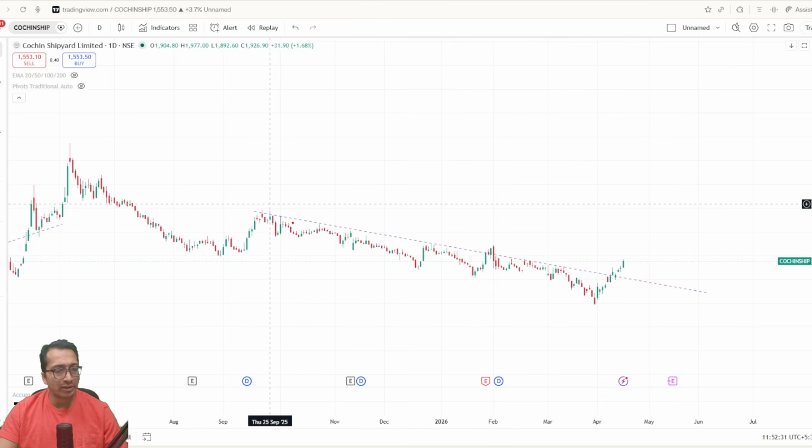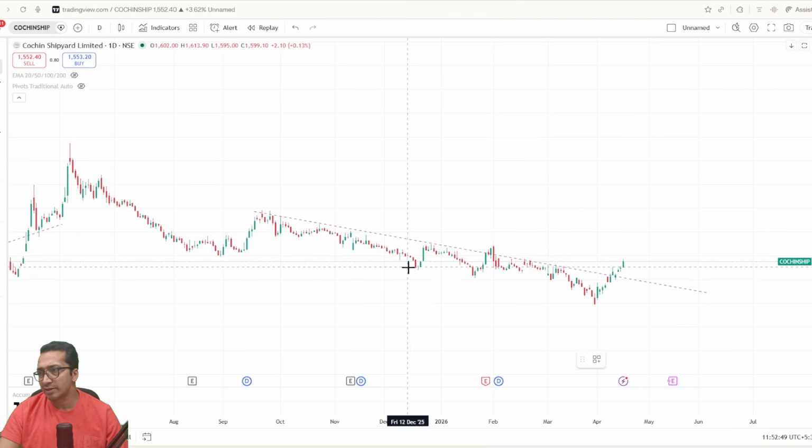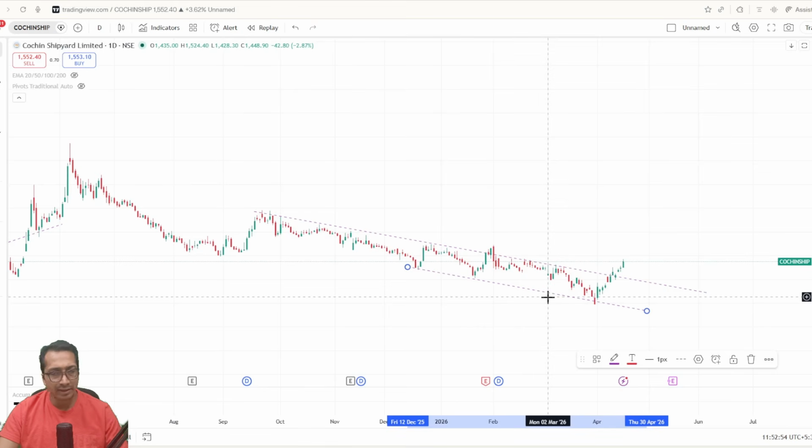So basically what we are doing here, we are connecting lower highs because this is a downtrend. So we are connecting lower highs and we are creating a trend line. Now let's just expand this one. Here we can see there are some lower lows as well which can be connected and then it becomes a channel. So when market is moving in a channel, we should not touch it.